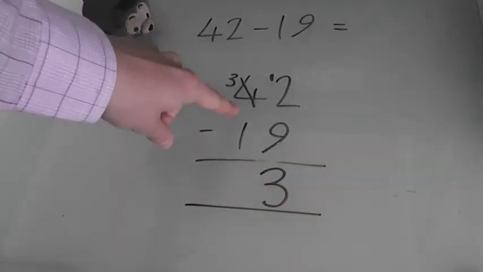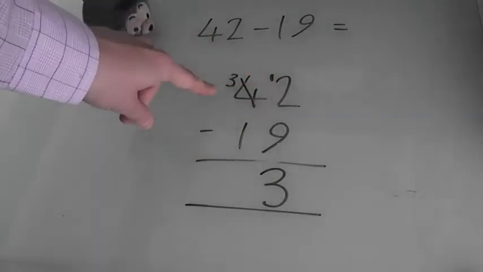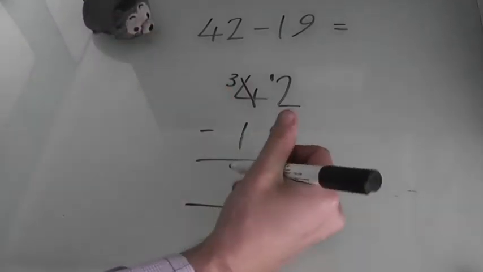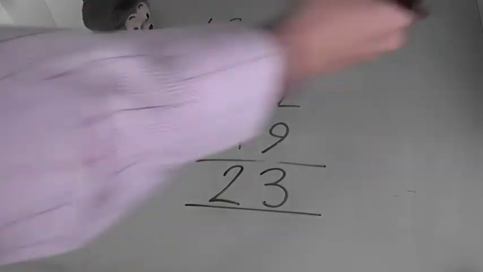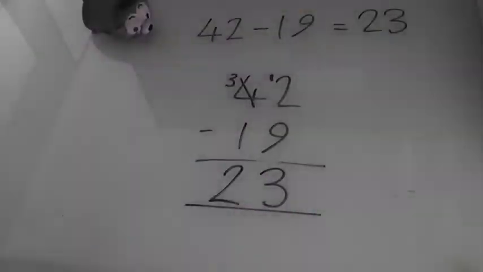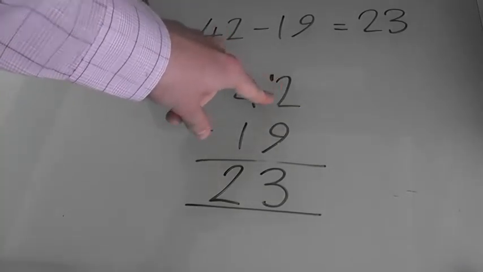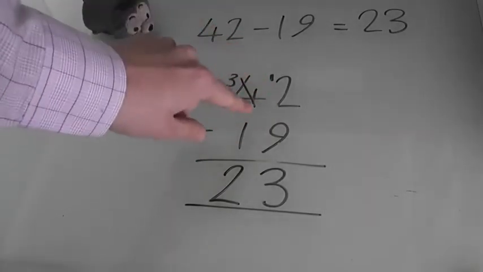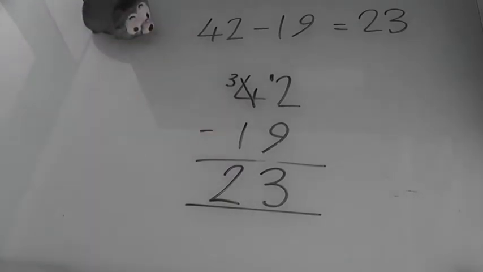And now it's not 4 take away 1, because we've crossed that out, because we've stolen a 10. It's now 3 take away 1, so 30 take away 10, which will give us 2. So now we've got 23, and that is our answer. Always remember to write your new values in, because otherwise you'll forget that they're there. So instead of just a 2, that's a 12. Instead of a 4 now, we've got rid of that 4 because we stole a 10, and we've got a 3 because we've got 30 take away 10.